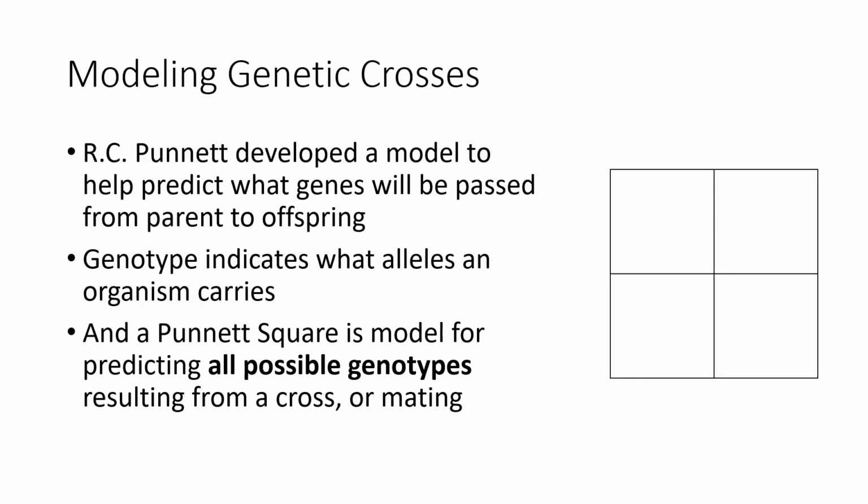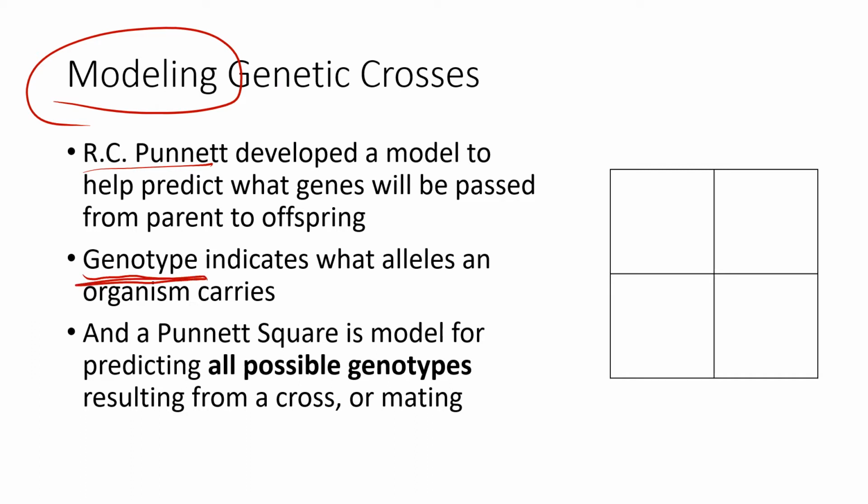So we use a Punnett square to model a genetic cross. Just like we model a solar system or the galaxy, we model what would happen if two individuals with particular traits had offspring. This was developed by a guy named R.C. Punnett, and this is to help predict what genes will be passed on. So we want to remember our vocabulary here.